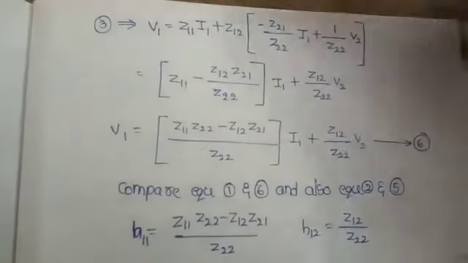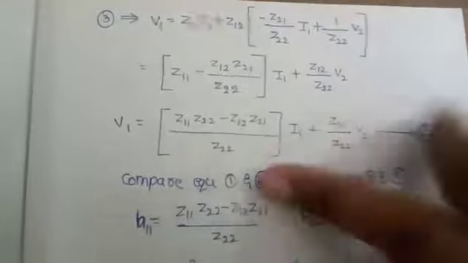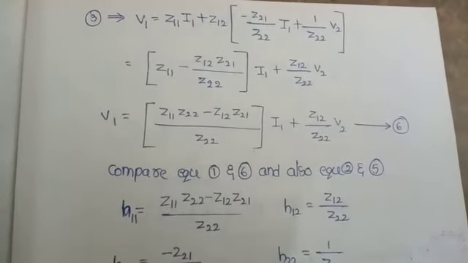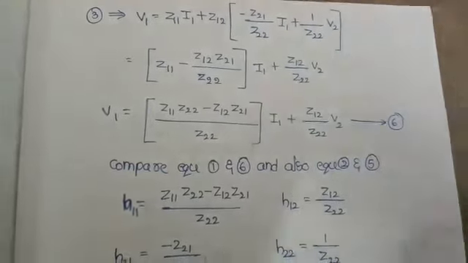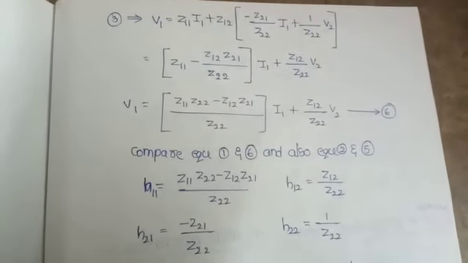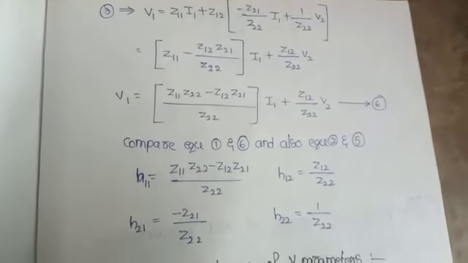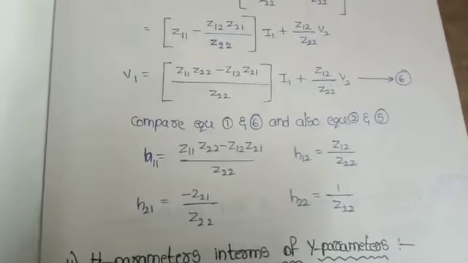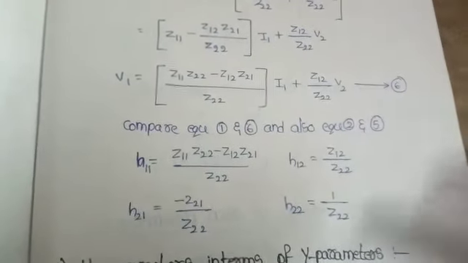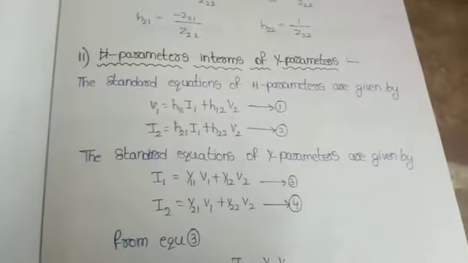So we are getting the V1 value, and this may be expanded, and lastly we are getting V1 equal to, not delta Z, Z11 Z22 minus Z12 Z21 by Z22 I1 plus Z21 by Z22 V2. Compare 1 and 6 and also 2 and 5. We are getting the individual H parameters in terms of Z parameters. Another one, H parameters in terms of Y parameters.